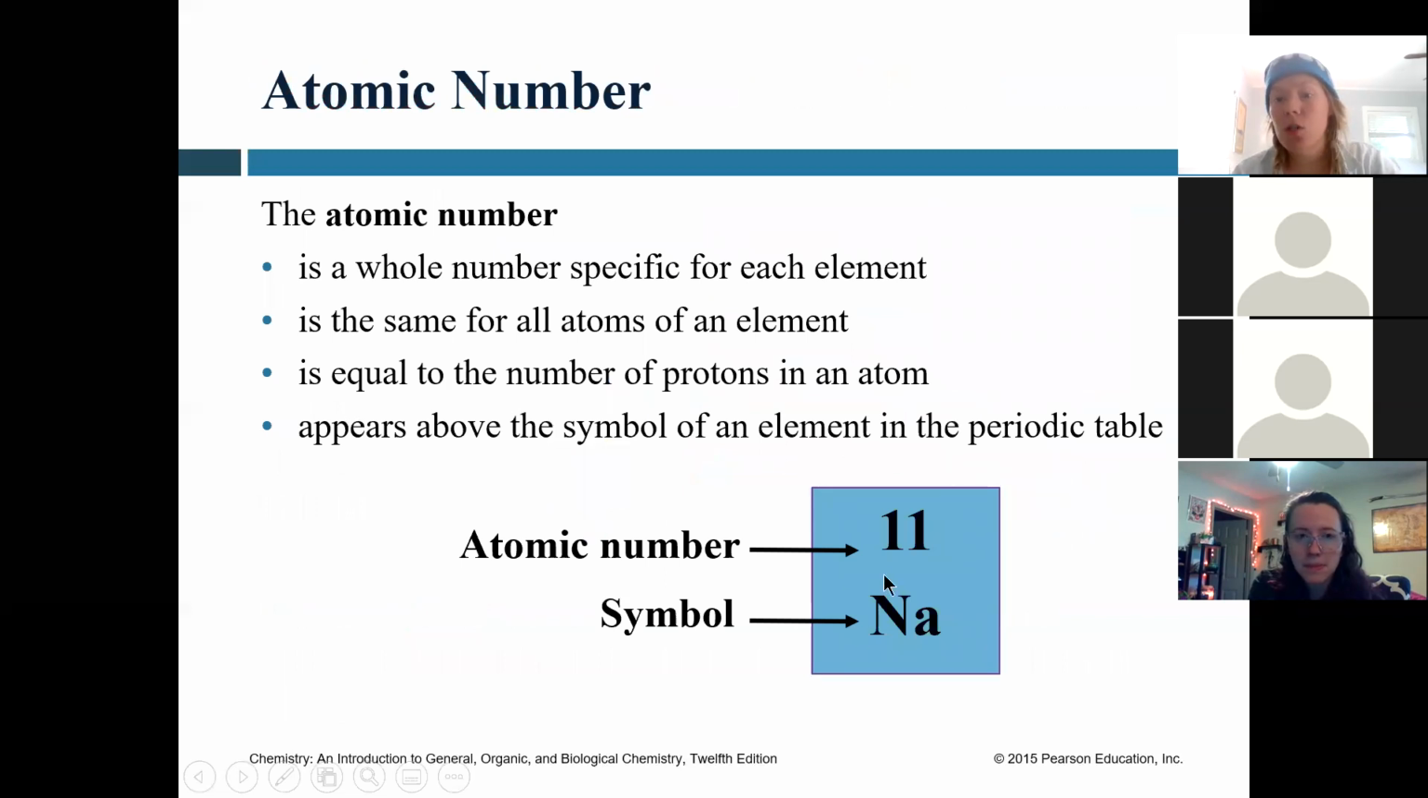So this is sodium. There's the atomic number, 11. It's a whole number and it's specific for each element. So if you're dealing with sodium, it will always be 11. It's the same for every single atom of sodium. It's equal to the number of protons, and it appears above the symbol. Sometimes, depending on the periodic chart, it'll be over to the left or over to the right. Don't let that throw you off. It's that whole number that's on the upper part of it.